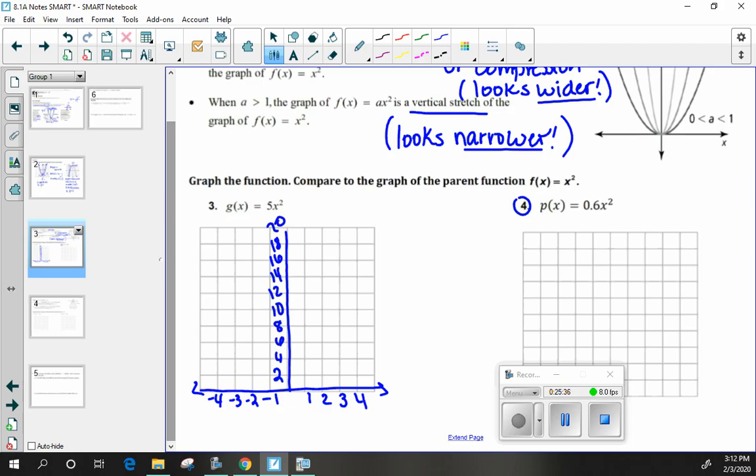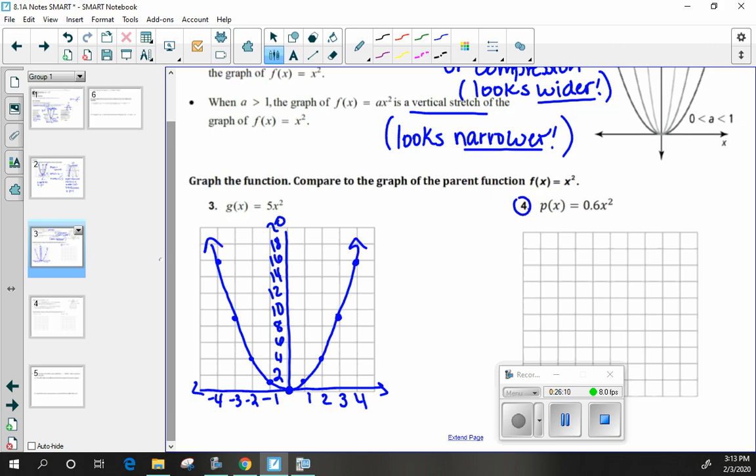okay. So if we go ahead and plot these, again, the parent had the vertex at the origin, and then 1 squared is 1, 2 squared is 4, 3 squared is 9, and then 4 squared is 16, and then -1 squared is still 1, -2 squared is 4, -3 squared is 9, -4 squared is 16. So that's why we have, because we're squaring, the negatives become positive again when we square. And so that's why it looks the way it looks.